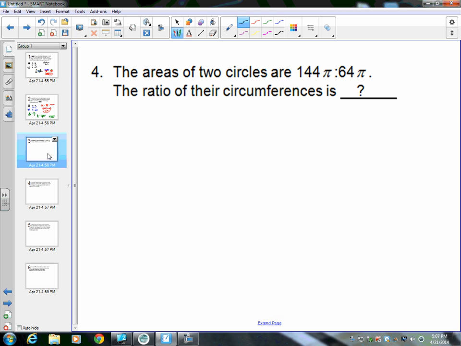Number 3. Actually, we're going to skip number 3. We're going to go down to number 4. It says the areas of two circles are 144 pi and 64 pi. The ratio of their circumferences is blank.